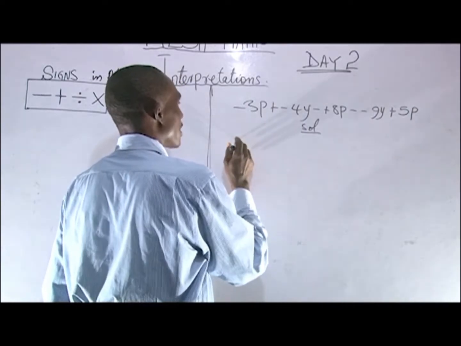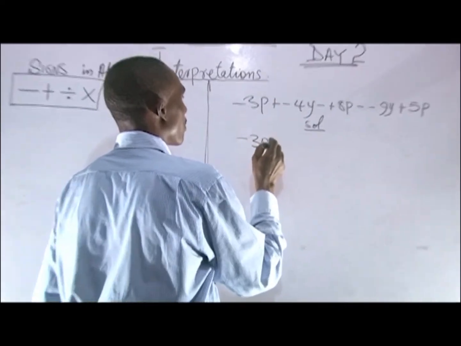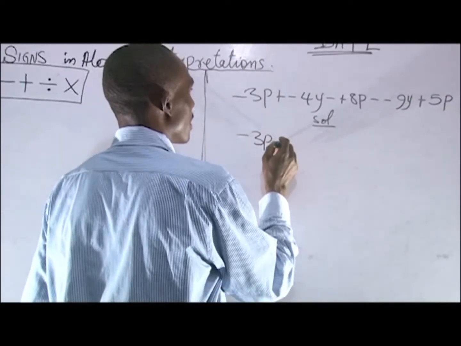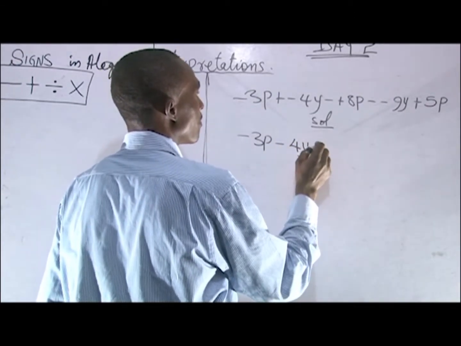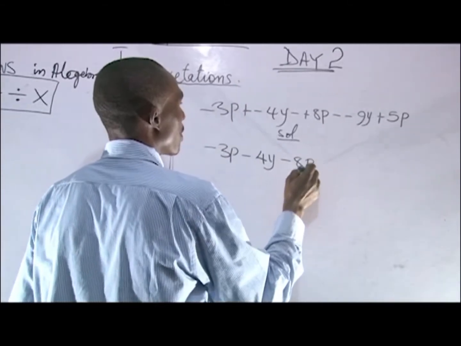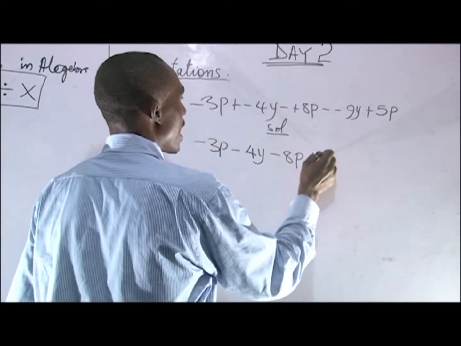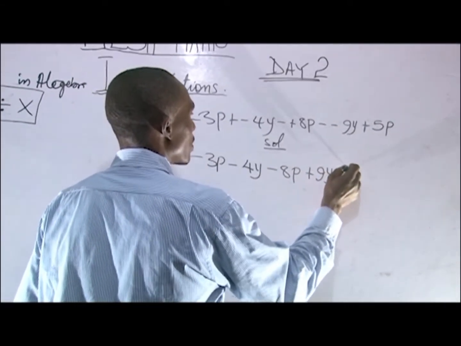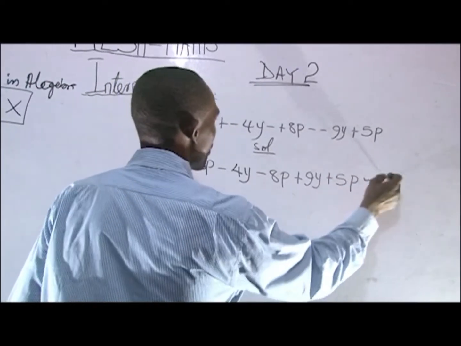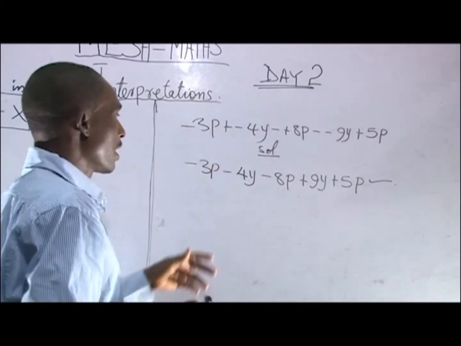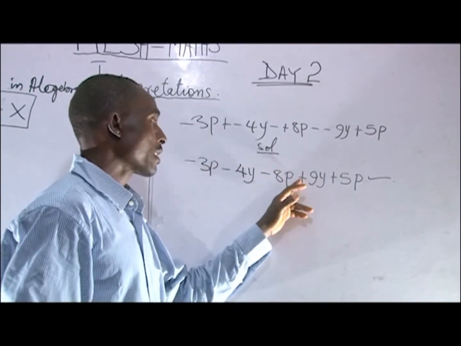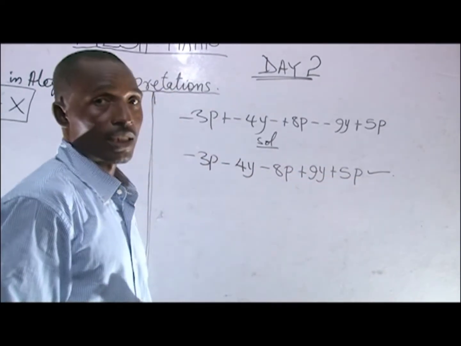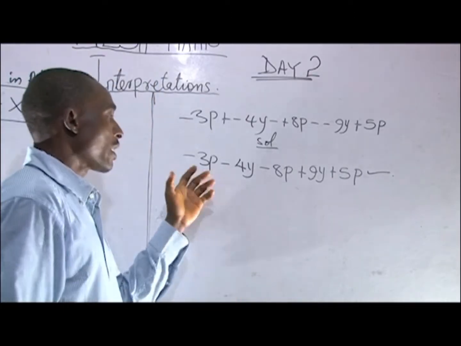So we have to apply TG, which is minus 3p, minus 4y, minus 8p, plus 9y, plus 5p. Here, like I told you, each of the signs have already been separated with numbers and alphabets.